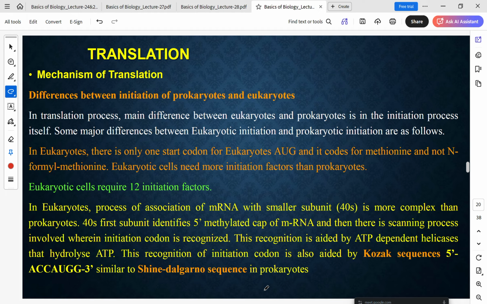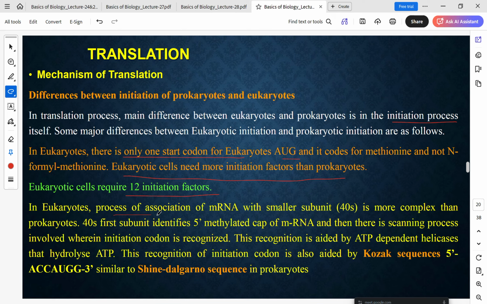So between prokaryotes and eukaryotes, there are some major differences. The first difference is in the initiation process, wherein in eukaryotes there is only one start codon, AUG, whereas in prokaryotes there are 3 start codons. This AUG in eukaryotes does not code for N-formyl methionine, rather it codes for methionine. So eukaryotic cells need more initiation factors to regulate this process. There are 12 initiation factors in eukaryotic cells, and 3 in prokaryotic cells.